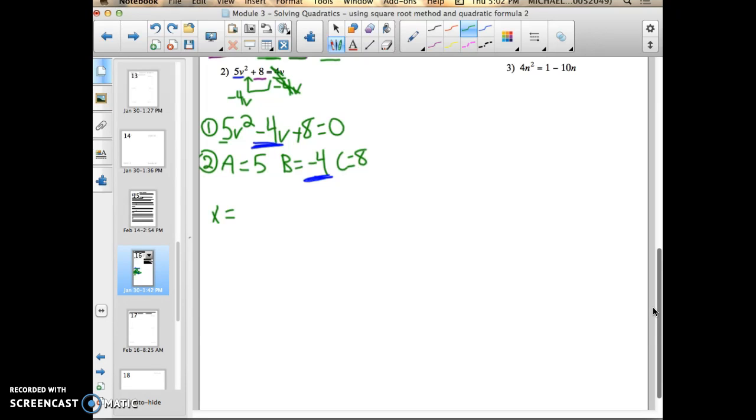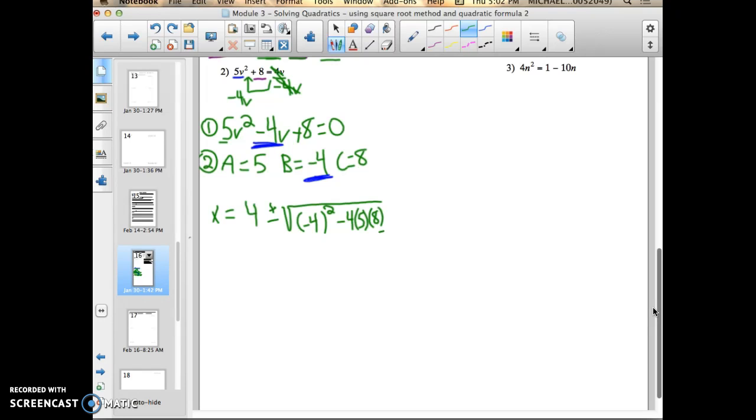My b in this case is a negative 4, so it's going to be a positive 4 because it's opposite b in that position. Plus or minus the square root of, in parentheses, back to my original b, which is a negative 4. Please put that in parentheses or you'll get a wrong answer. Squared minus 4 times my a, which is 5, times my c, which is 8. 4 times 5 times 8.